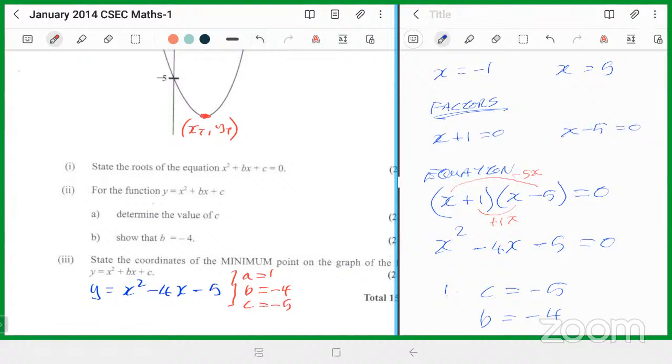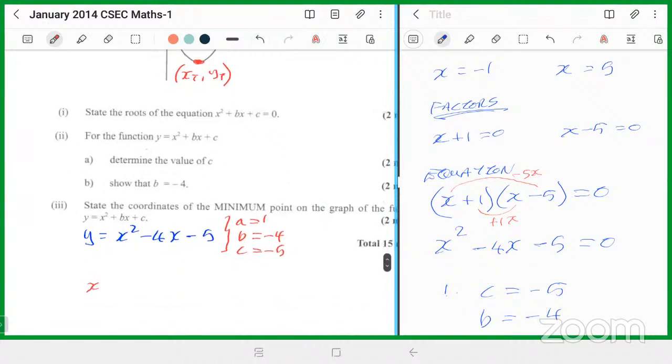And to find xt and yt, xt first, xt is minus b over 2a. Remember, the t means turning point. So this just simply means x value at the turning point, and this means y value at the turning point. Some teachers will use h and k as the coordinates of the turning point. They don't matter. I use xt and yt. All right. So xt is minus b over 2a.